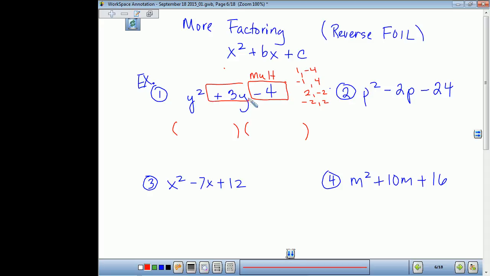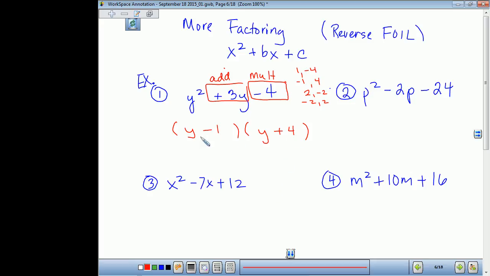But I also know that I add the middle terms. So you're asking yourself, what can I multiply to get negative 4 that I can add to get positive 3? Out of this list, what can I multiply to get negative 4 that I can add? Okay, yes, Max. Negative 1 and positive 4. So this will break down to y minus 1 times y plus 4.